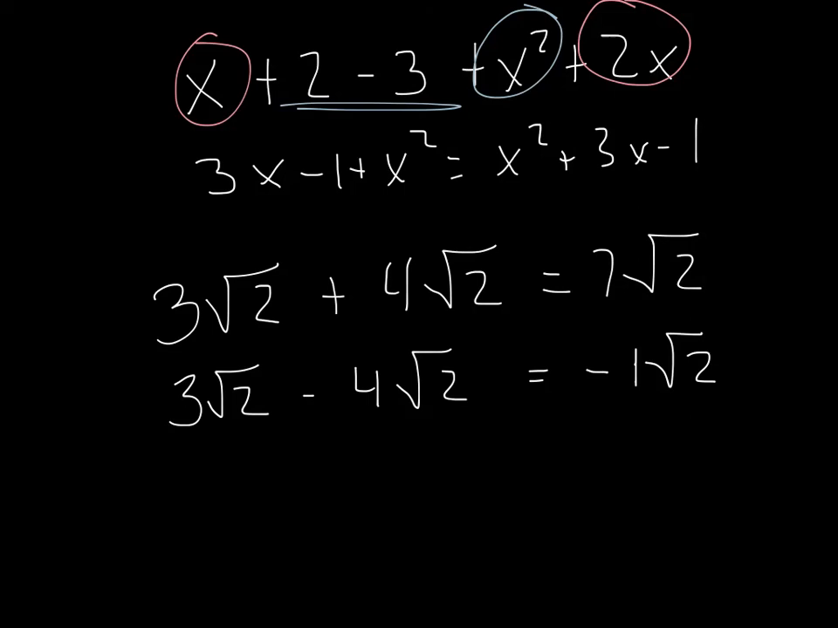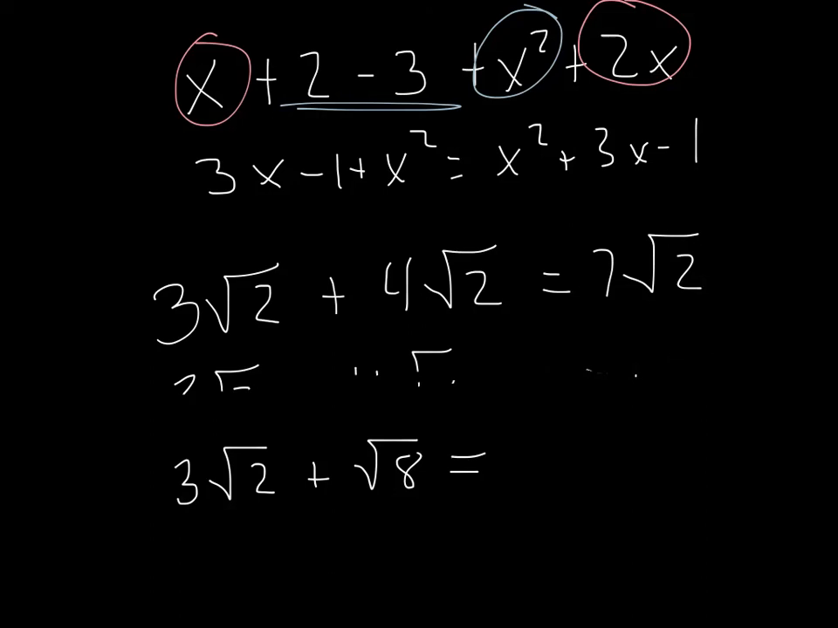What if I said, hey, 3 square roots of 2 plus the square root of 8? You might say, well, there's no like terms. I can't combine the square root of 8 and the square root of 2. Well, you'd be right, except for the fact that the square root of 8 simplifies down. So before you make any judgments on whether or not something can be added or subtracted, simplify everything as far as you can. So let me erase some of this above, and I'll show you what I mean by that.